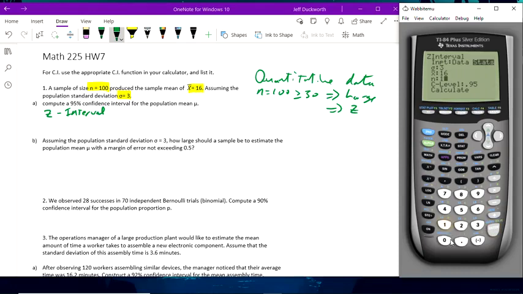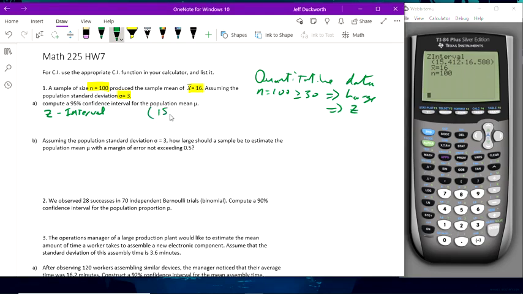N is given as 100. Note you should not have S of X there. That would be a T. 95%, 0.95 is good, so let's go to calculate. And so I've got the interval, the 95% confidence interval is simply 15.412 all the way to 16.588. That's an 8, excuse me. Clean that up, sorry.